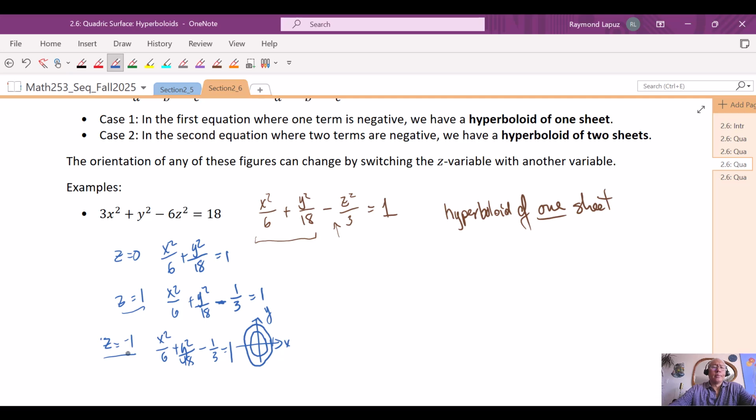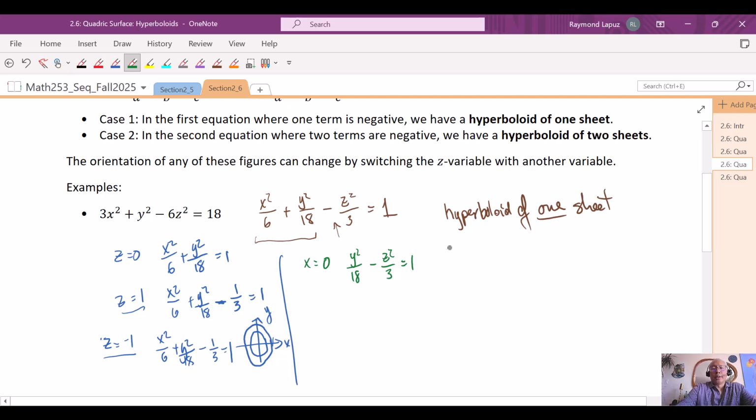So we think we're seeing a bunch of ellipses here. How's that relate to a hyperboloid? Well, it turns out that we'll see the hyperboloids if we let the other variables equal constants. So if we let, for example, x equal 1 or 0, let's start with 0. Then we have y squared over 18 minus z squared over 3 is equal to 1. So this is a hyperbola.